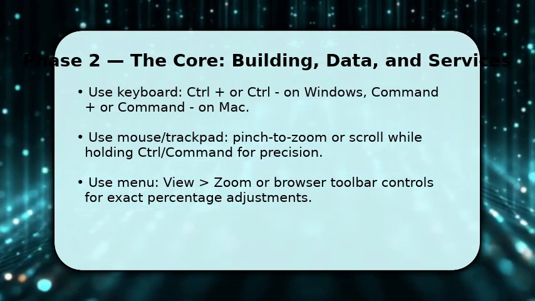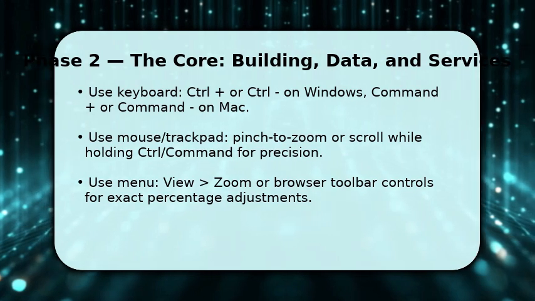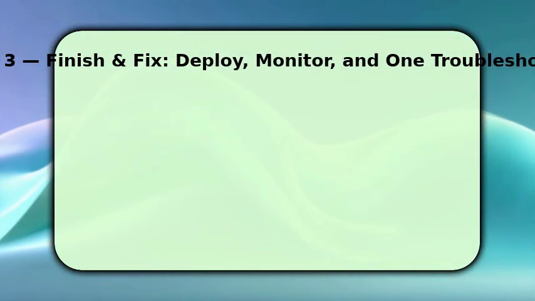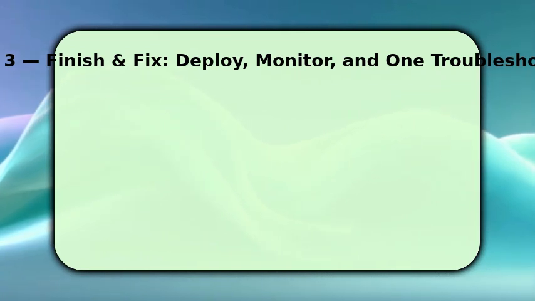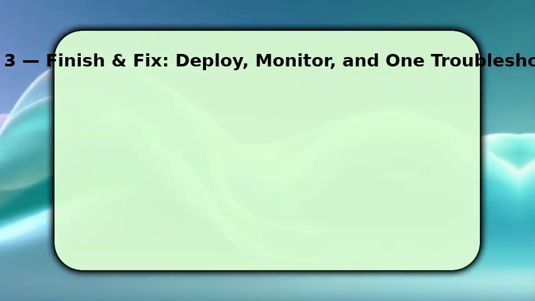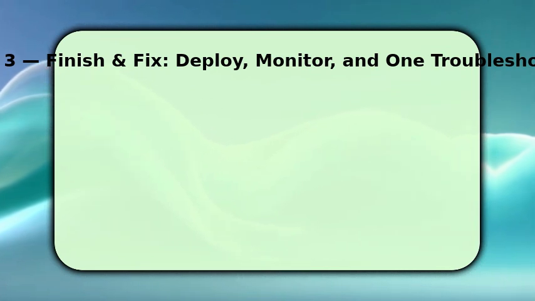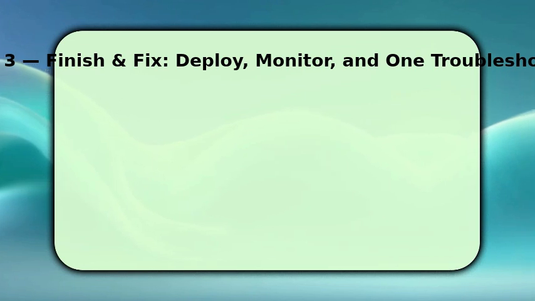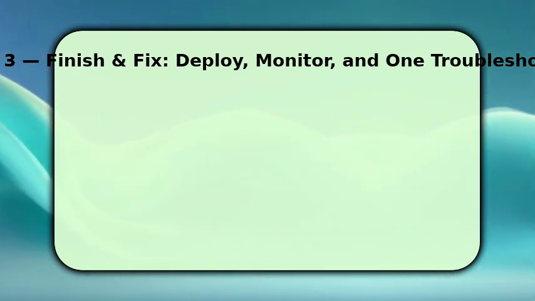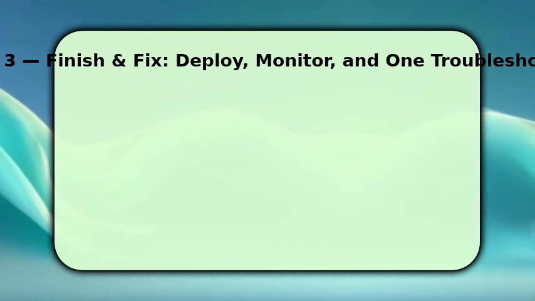Complete the task by deciding whether this zoom is temporary or permanent. Reset quickly with Ctrl or Command plus 0 to return to 100%, or leave the percentage set if you need it. Make sure images and layout look correct. If elements overlap, use the browser's responsive or reader mode to preserve readability. If zoom behaves oddly, disable extensions, check accessibility magnification settings, and clear the cache.